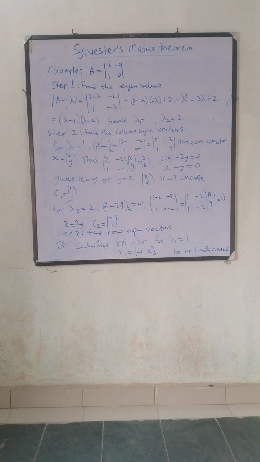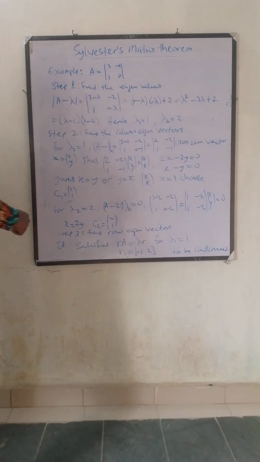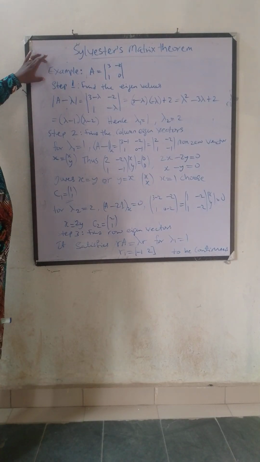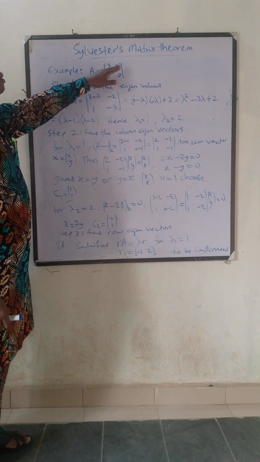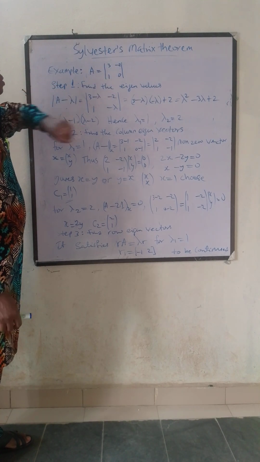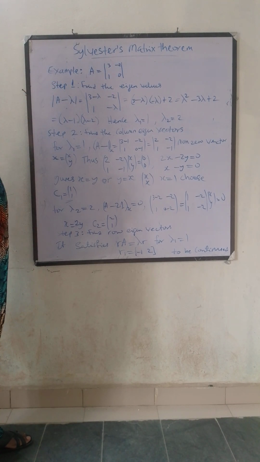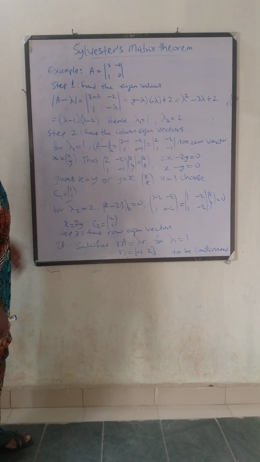I told us we'll look at an example of a Sylvester's matrix theorem. So you want to get everything we are doing and ensure you follow the playlist. This is an example. This is a matrix A equal to 3, minus 2, 1, 0. What are the first steps you take to be able to solve this?